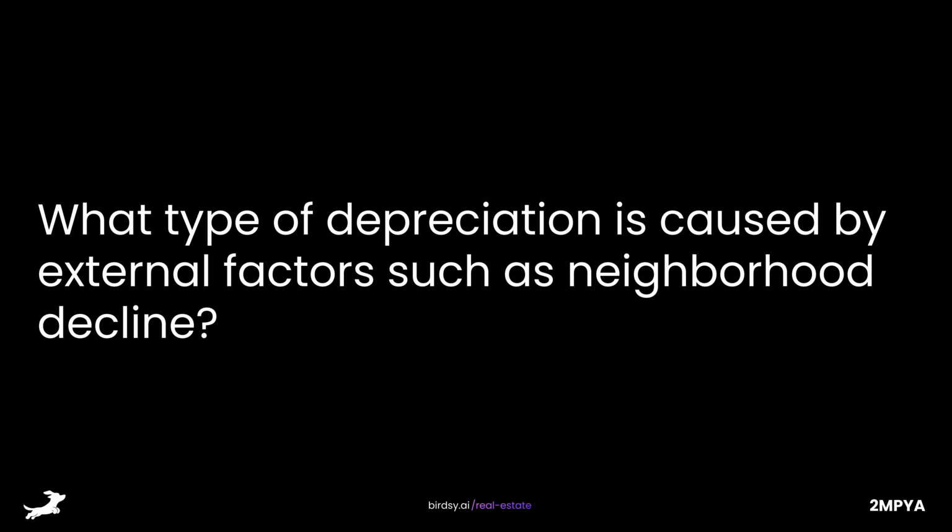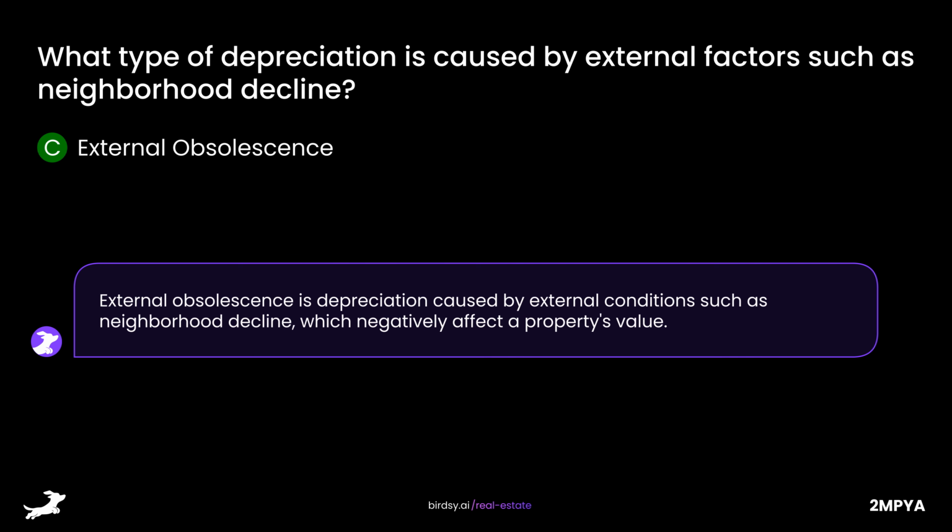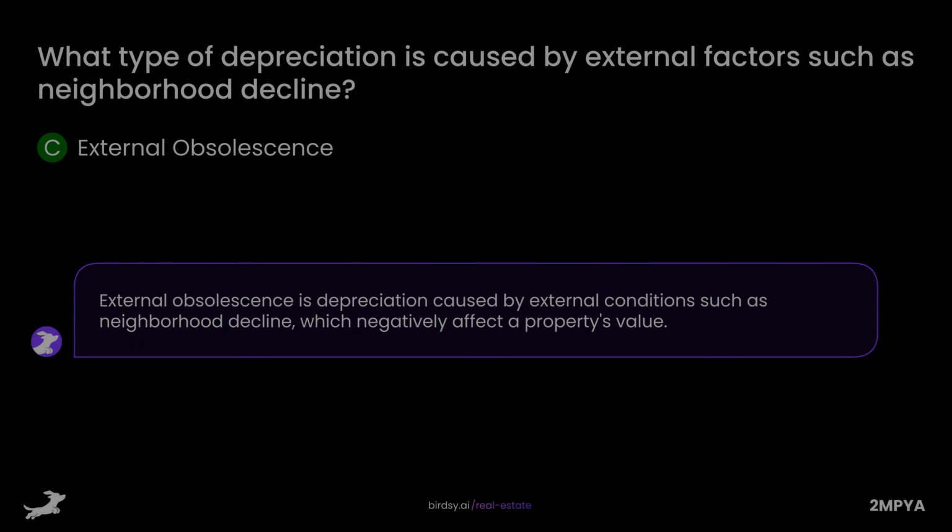What type of depreciation is caused by external factors, such as neighborhood decline? Is it A. Physical depreciation, B. Functional obsolescence, C. External obsolescence, or D. Economic life? The answer is C. External obsolescence. External obsolescence is depreciation caused by external conditions, such as neighborhood decline, which negatively affect a property's value.